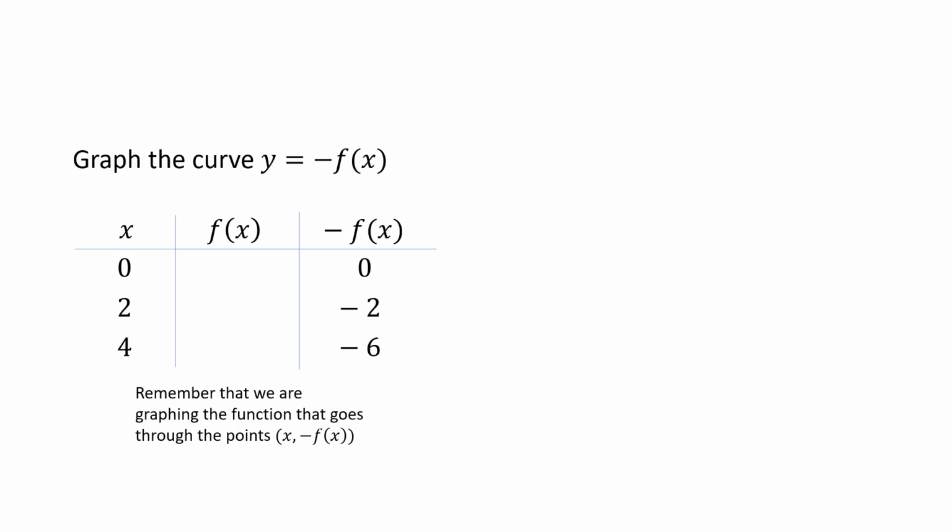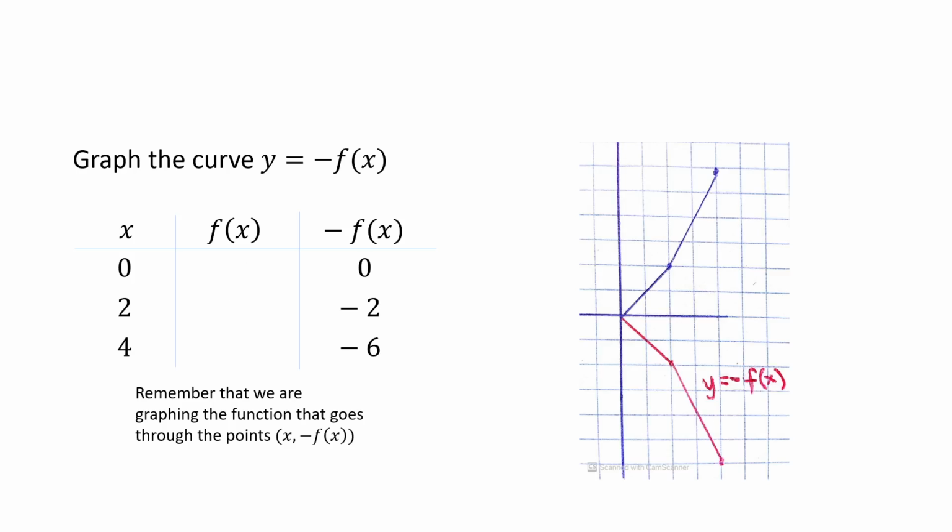And we plot a function that goes through the points 0, 0, 2, -2, and 4, -6. But we also plot the original blue parent function so we get an idea of what the transformation is. And as we can see, what we did is we reflected down. But it's not sufficient to say reflected down or vertical reflection. What we want to do is tell you exactly what the horizontal mirror is, and then you'll know exactly how to enforce the vertical reflection.